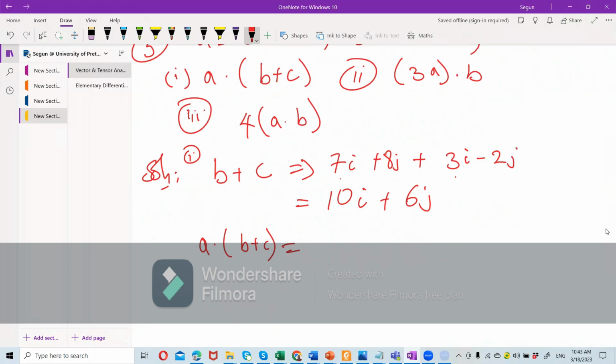So we have our A from the question. A says 5i minus 4j, and I have my B plus C to be 10i plus 6j. So I can proceed by saying 5 in brackets 10, plus minus 4 in bracket 6.